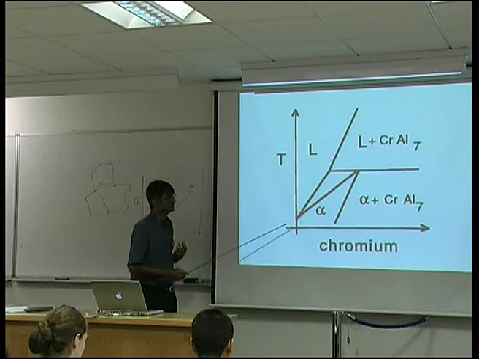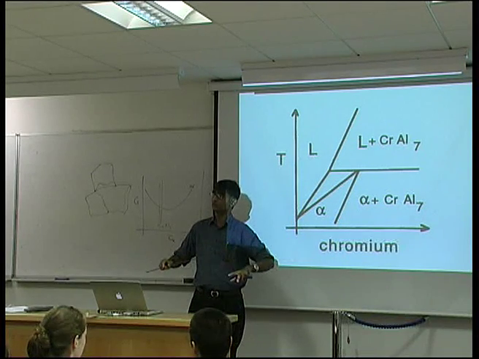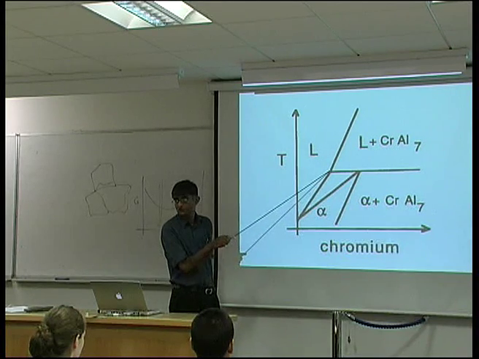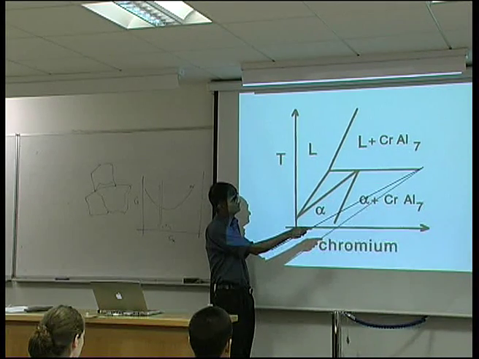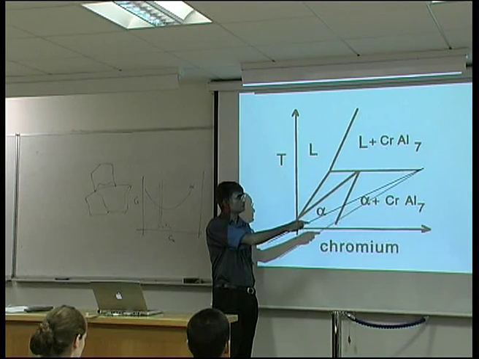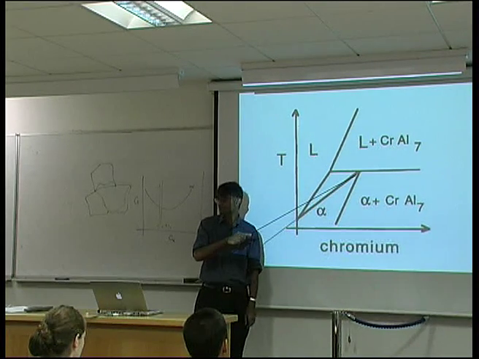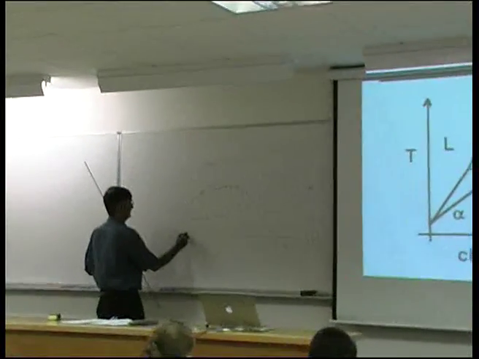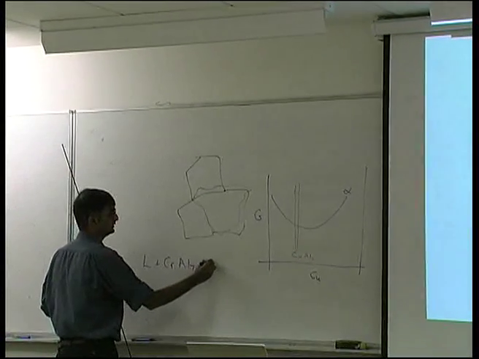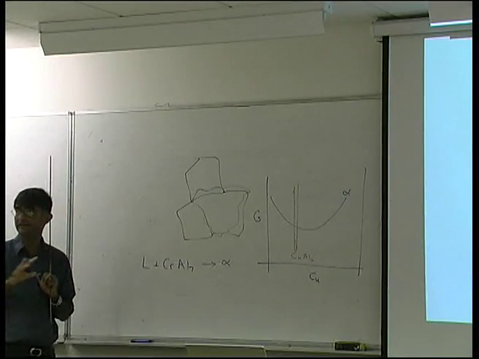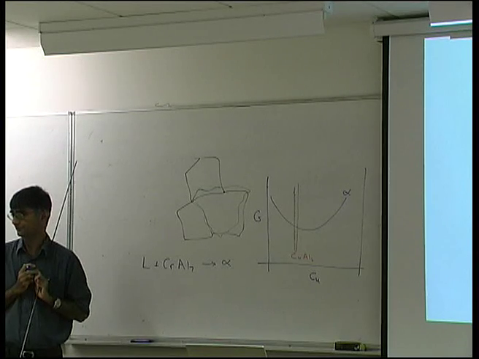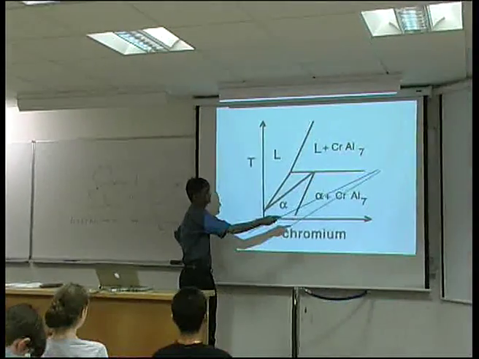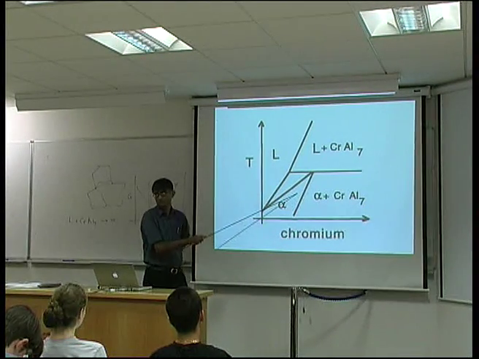Okay? So instead of one phase decomposing into a mixture of two phases, we have liquid of this composition reacting with CrAl7 of this composition to generate alpha solid solution. So it's liquid plus, in this case, CrAl7 reacting to give alpha. These are actually reacting together to produce alpha. So this is called a peritectic reaction, where you have liquid and another phase reacting together to produce alpha.